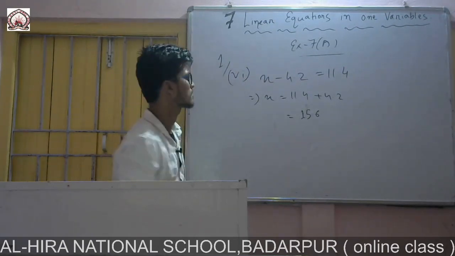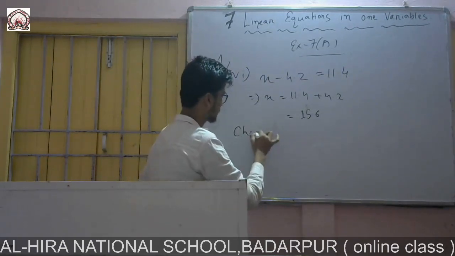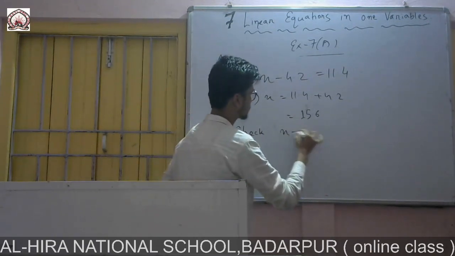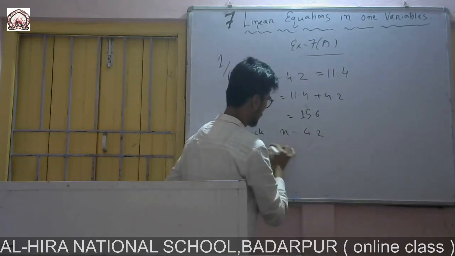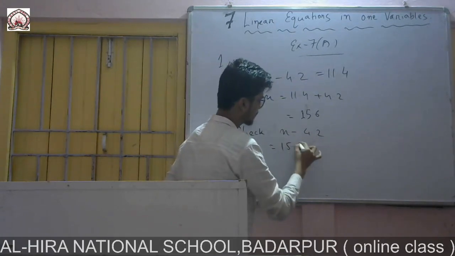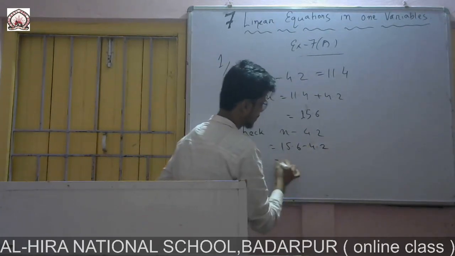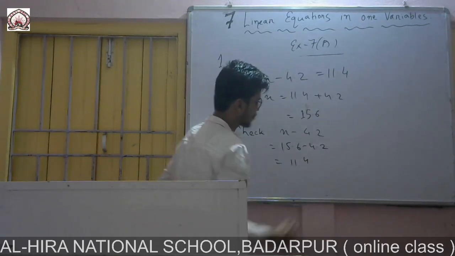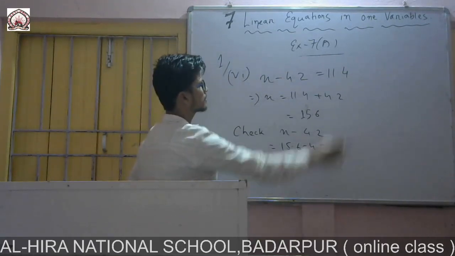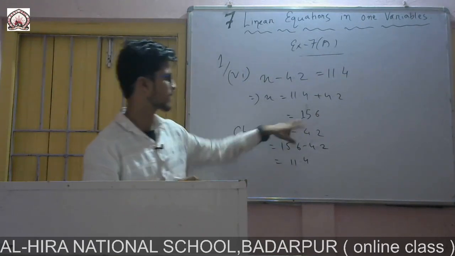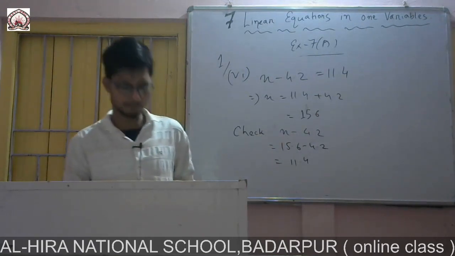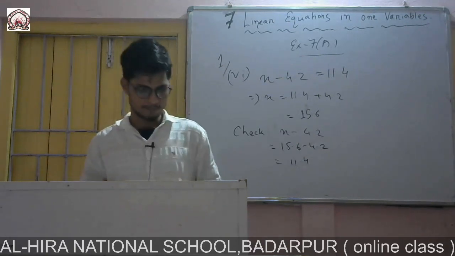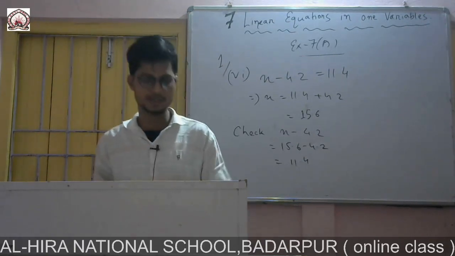The value of x is 15.6. So now I will check whether it is correct or not. x minus 4.2. In place of x I will write 15.6 minus 4.2. So 6 minus 2 is 4 and 15 minus 4 is 11. So this is matching. That means the value of x, 15.6, is correct. Now question number 2. Solve each equation and check your answer.